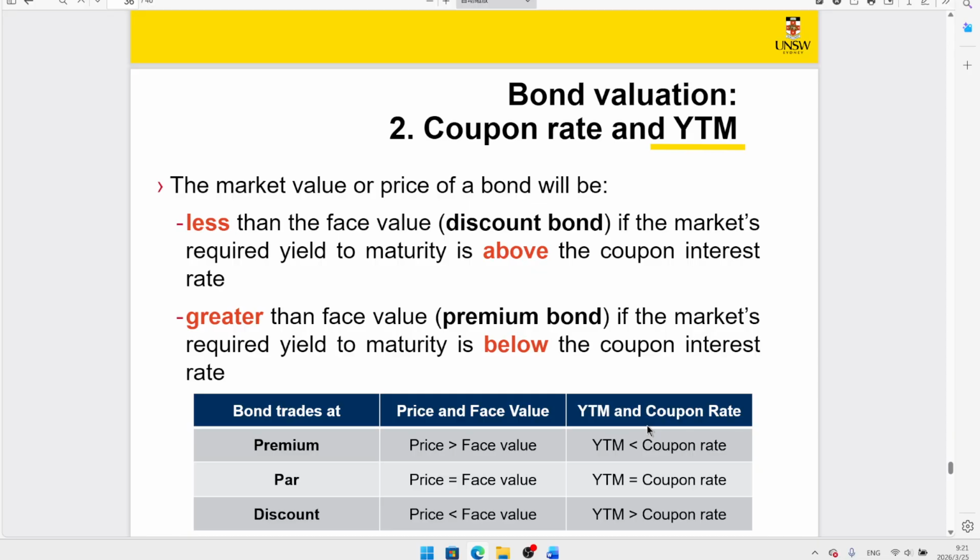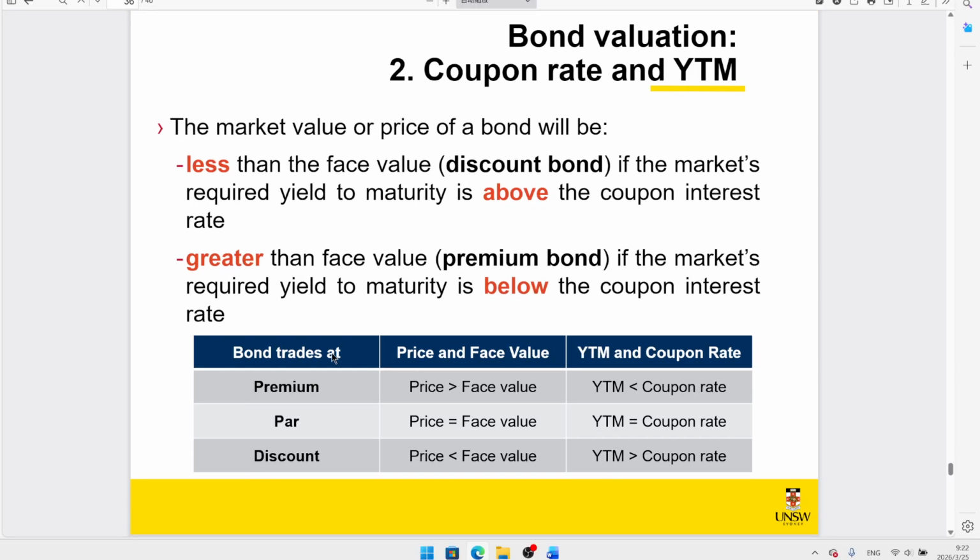The yield to maturity is the rate that you should get, and the coupon rate is the bond rate. If the bond rate is higher than what you should get, you need to compensate the issuer, which is represented in the higher price. It's called a premium.